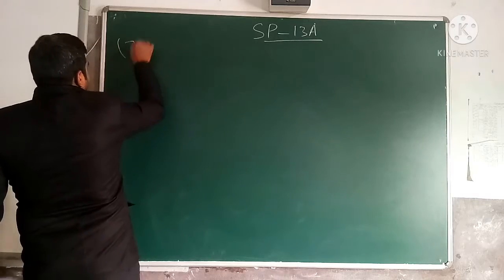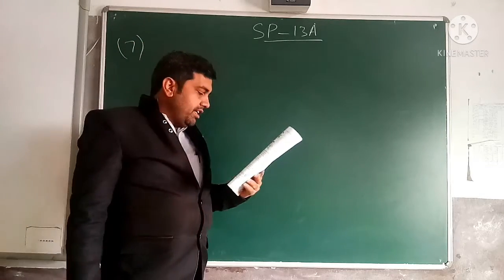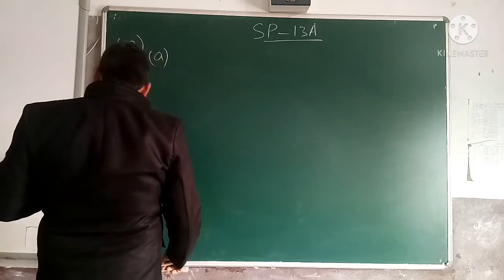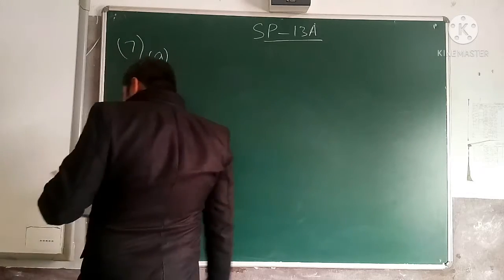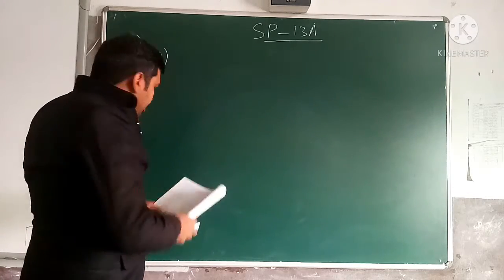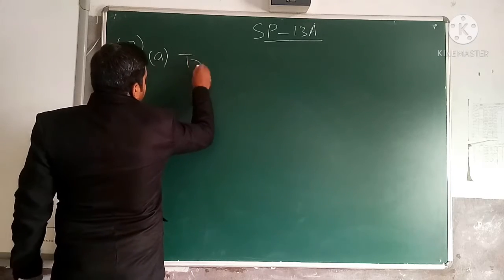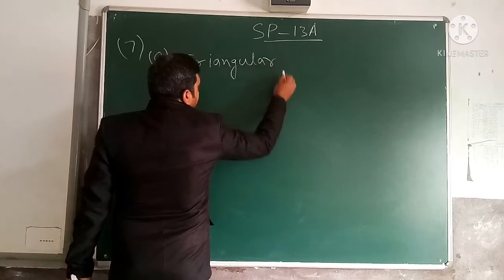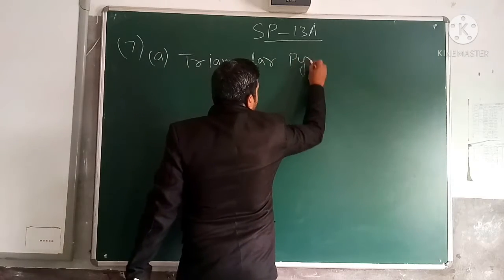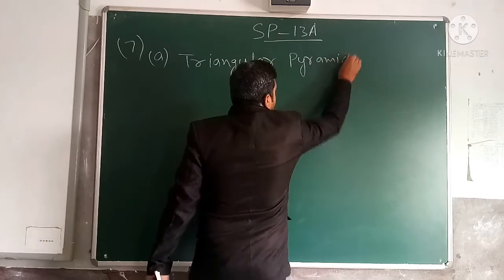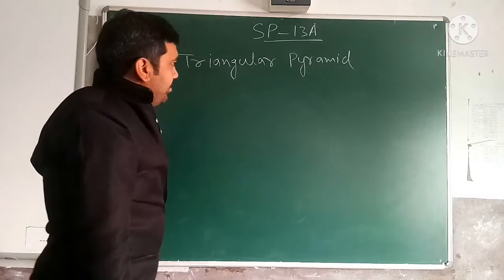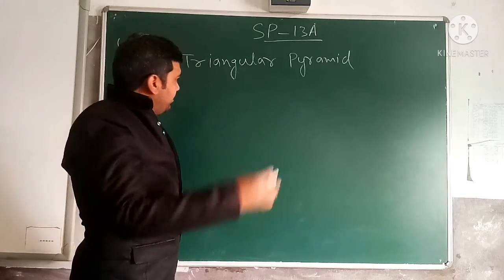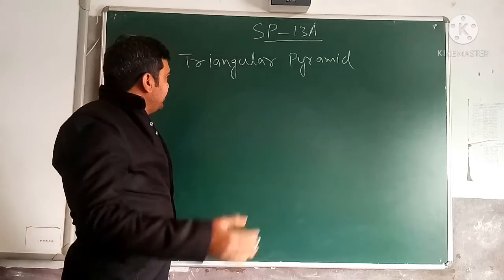Question number 7 is, name a solid that has 4 faces. A. Name a solid that has 4 faces. So the solid that has 4 faces is a triangular pyramid. A triangular pyramid has 4 faces. One face is a triangle, and the 3 walls, the 3 lateral faces, are also triangles.